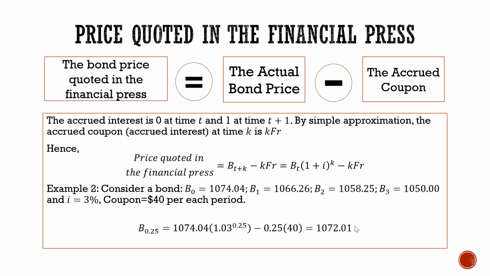So the bond price at time 0.25 is 1074.04 times 1.03 to the 0.25 minus 0.25 times 40, using these formulas. And the bond price is 1072.01. Compared to the price actually paid, you see that there is a difference of $10. So when you have the financial press price, the bond is 1072.01. Using the last method, we got 1082.01.